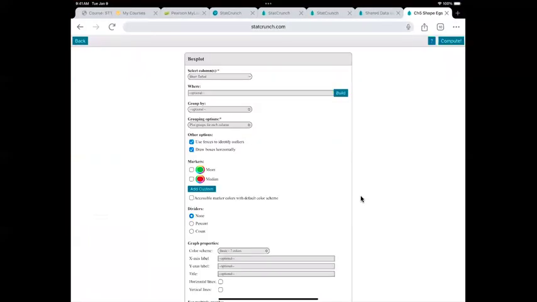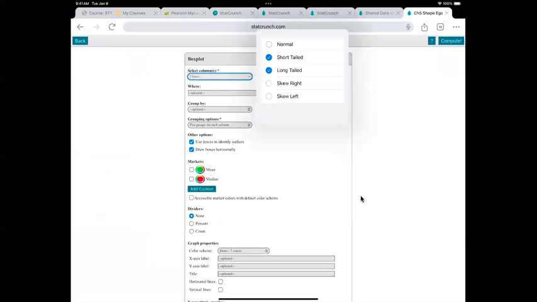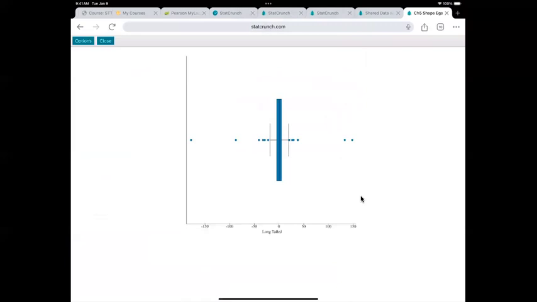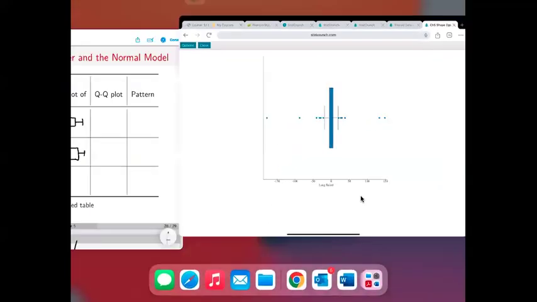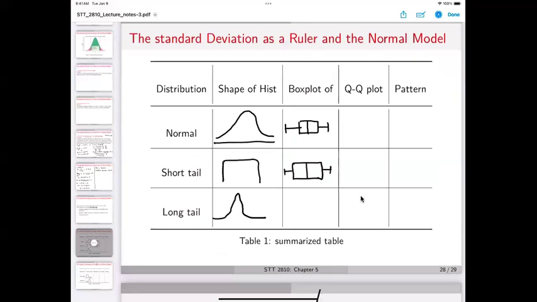I go to options, edit. I go to long tail, and then I hit compute. You see the long tail, look at how it's looking. The interquartile range is very thin, right? So these are some of the things when you see, you should be able to tell, oh, this could be long tail, this could be short tail. Is that okay? So it looks like this, right?